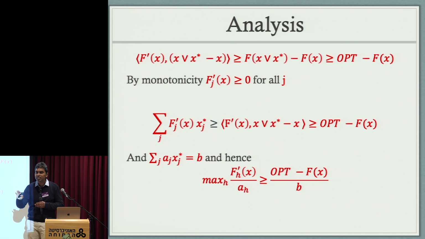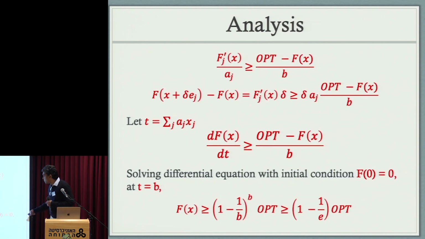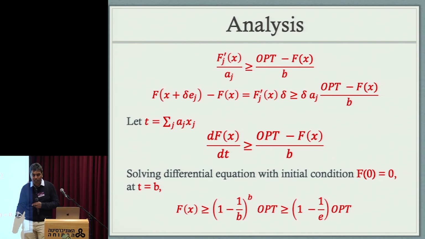That's a standard analysis. I won't go through it because it takes time. If you've seen it, it's easy. If you've not seen it, it looks a little mysterious, but nothing really interesting going on. So once you have this, if you follow this differential equation, you'll get f of x at least 1 minus 1 over e. What have we gained by this? I haven't really gained anything, it looks like, right?